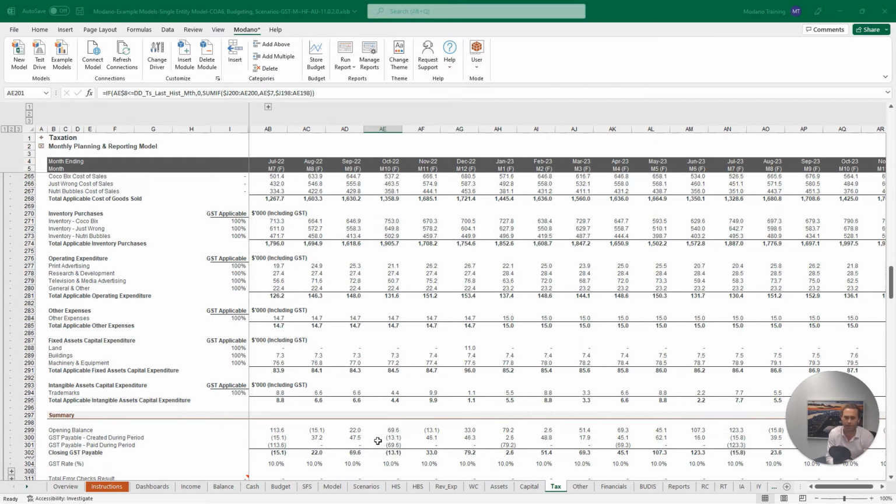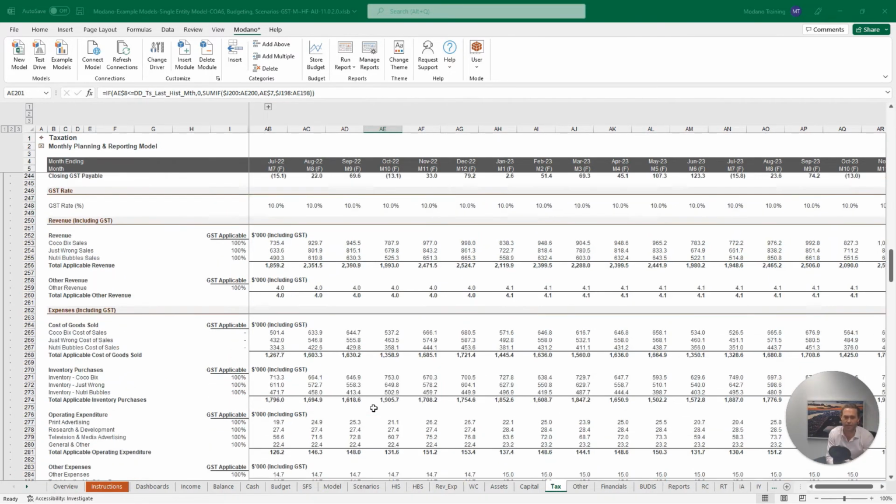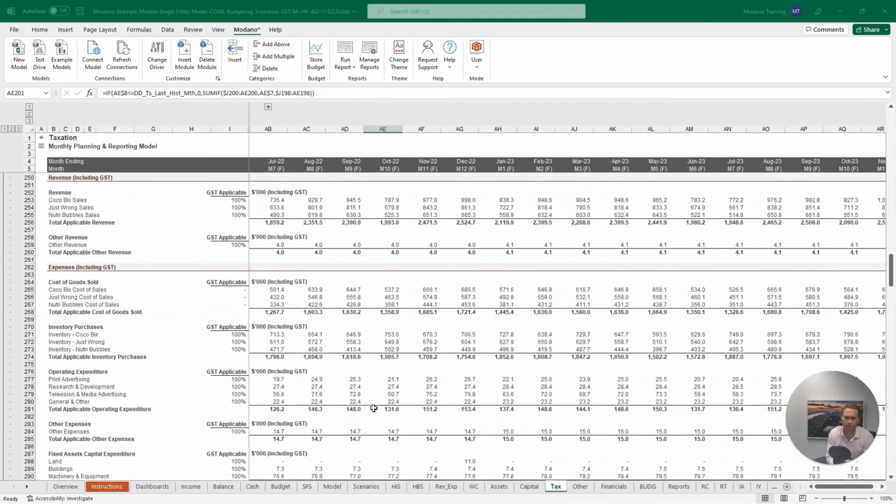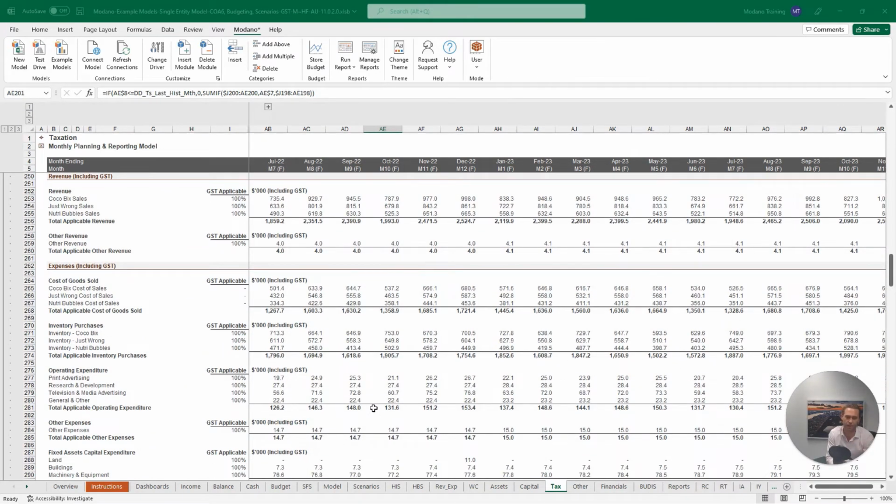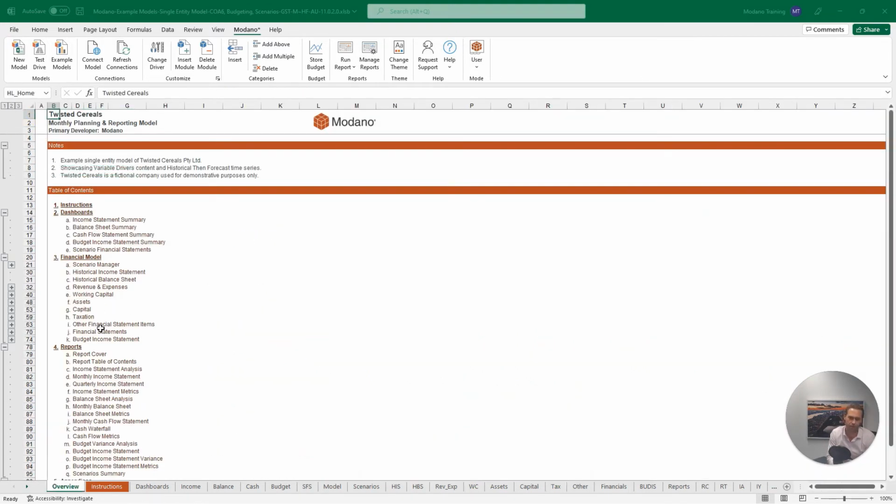The analysis above our summary section contains the calculated GST inclusive revenue and expenses of the business, which flow into other analysis areas within the financial model, including debtors, creditors, inventory payables and capital payables, so that their balance sheet balances include their GST components. If we want to see these impacts on the financial statements within our model, we can head back to the table of contents and activate our financial statements.